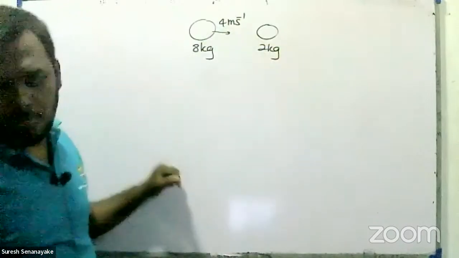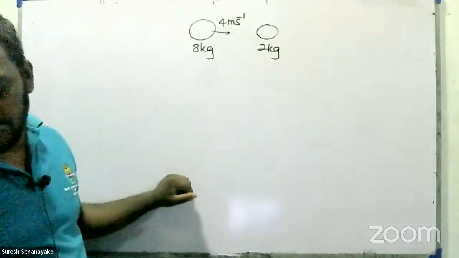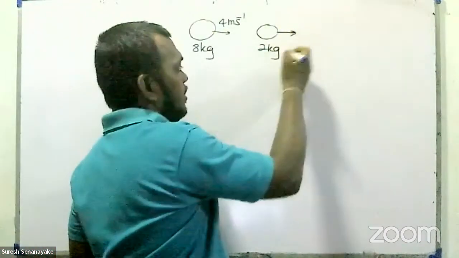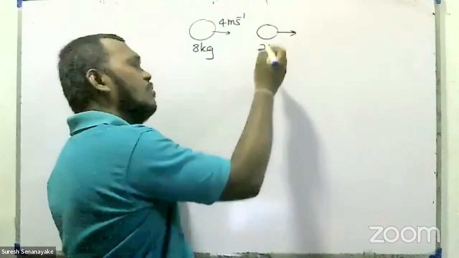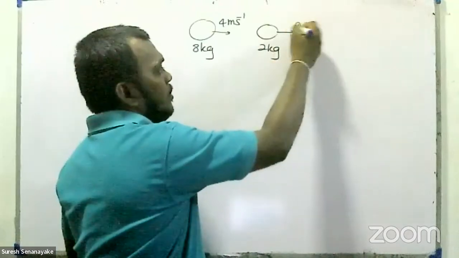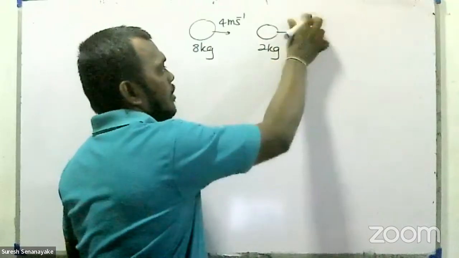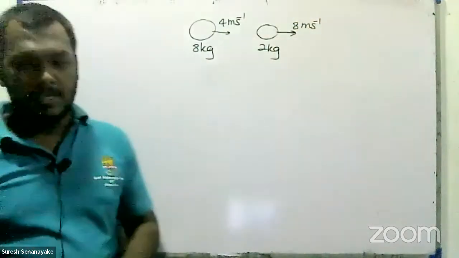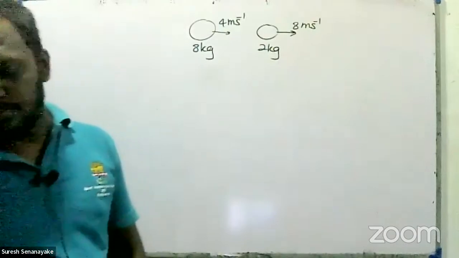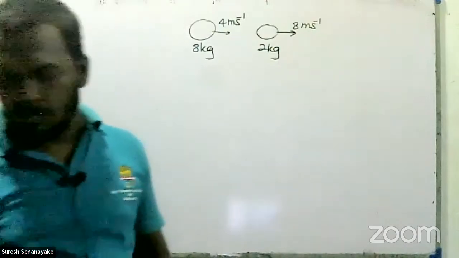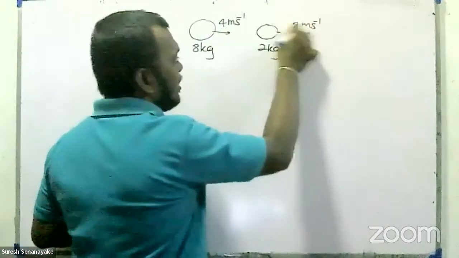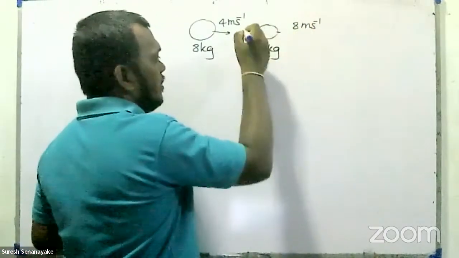A ball collides with a 2 kilogram ball with a velocity of 8 meters per second. The 2 kilogram ball is moving with a velocity of 8 meters per second in the opposite direction.